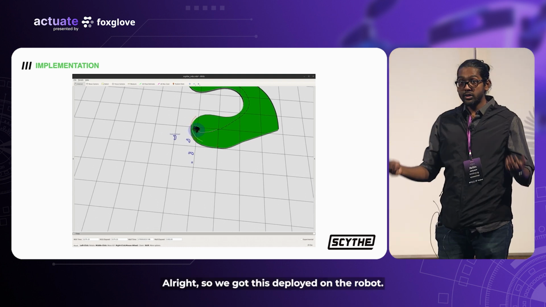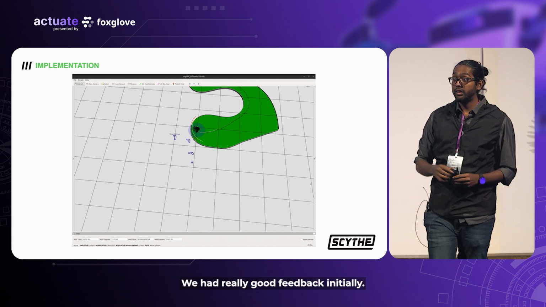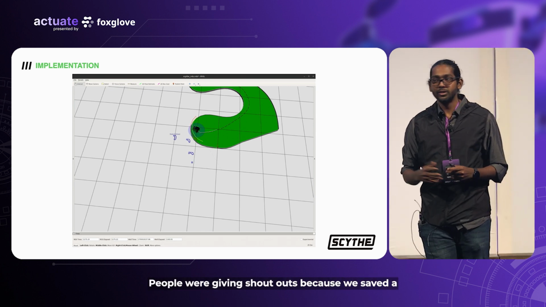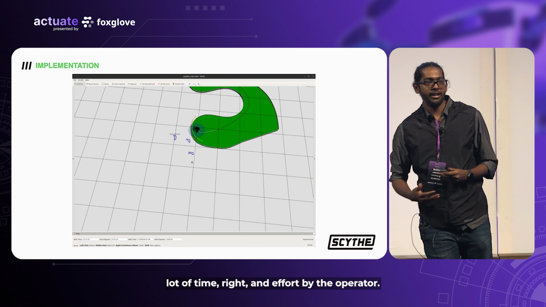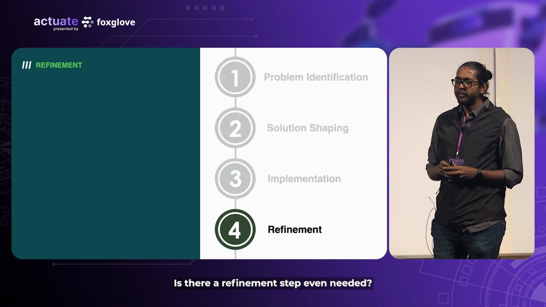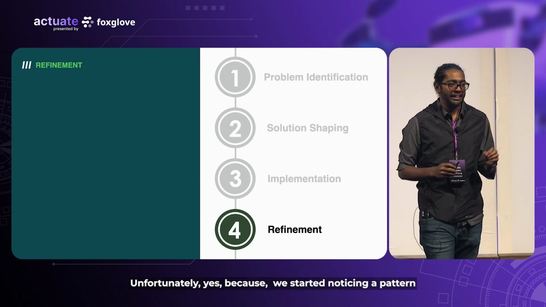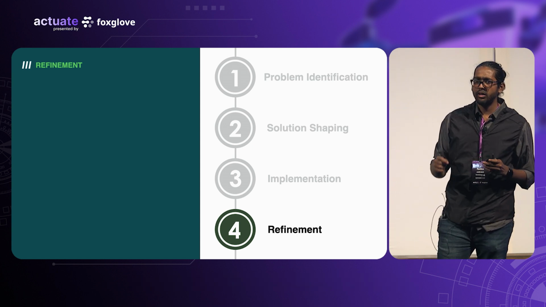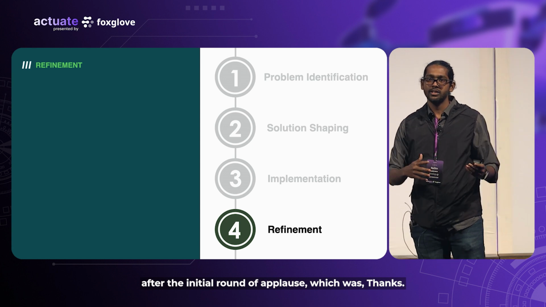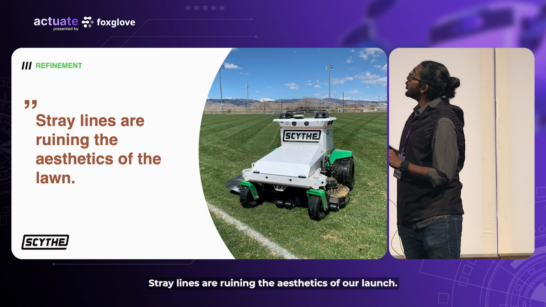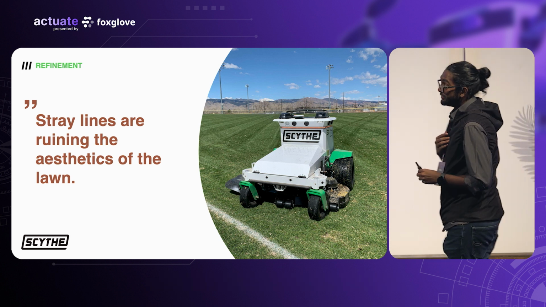All right, so we got this deployed on the robot. We had really, really good feedback initially. People were giving shout-outs because we saved a lot of time and effort by the operator. Is there a refinement step even needed? Unfortunately, yes, because we started noticing a pattern after the initial round of applause, which was stray lines are ruining the aesthetics of our lawn.